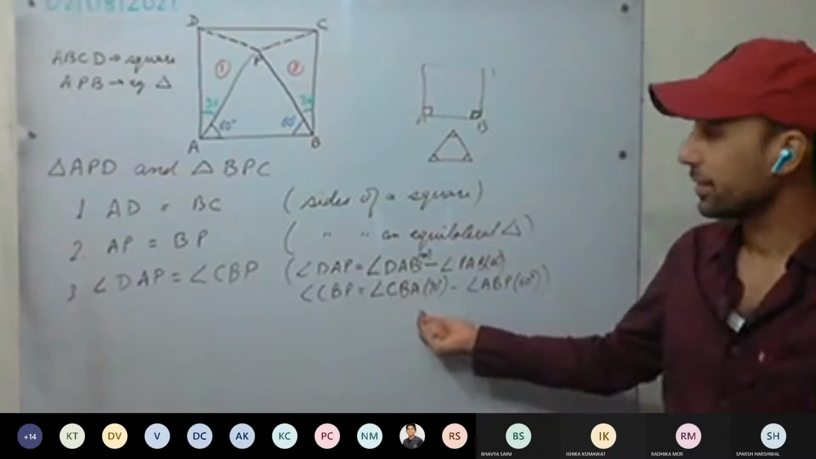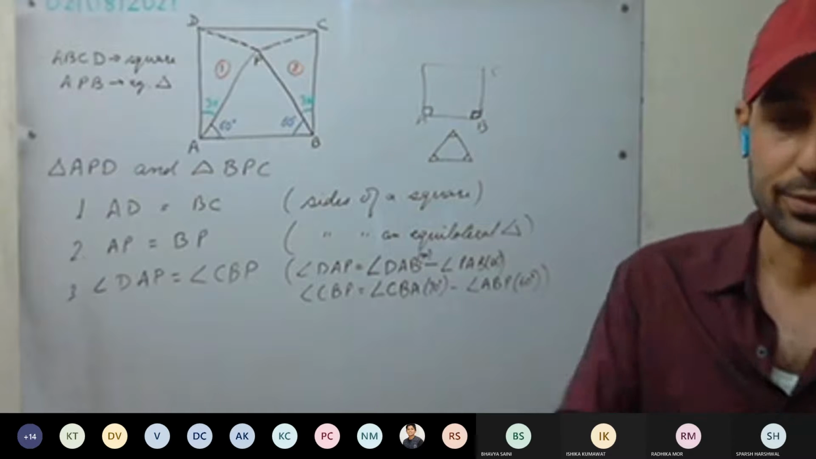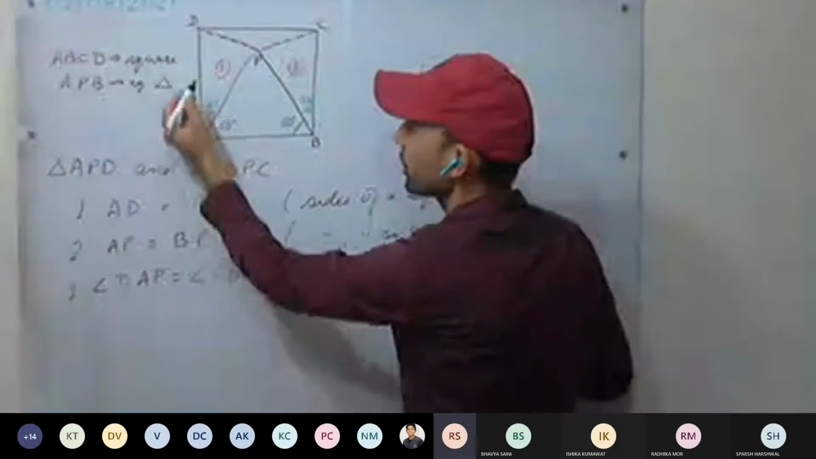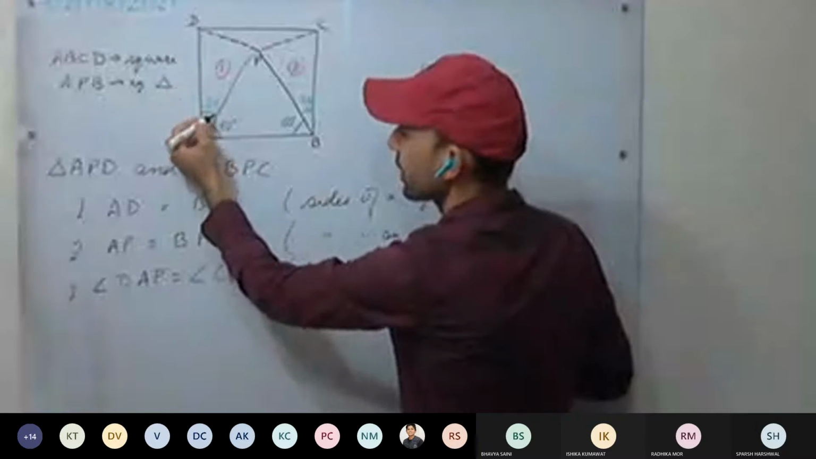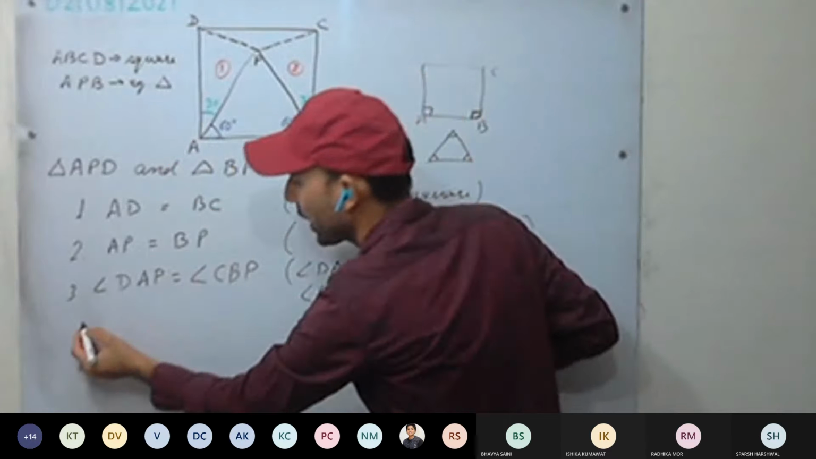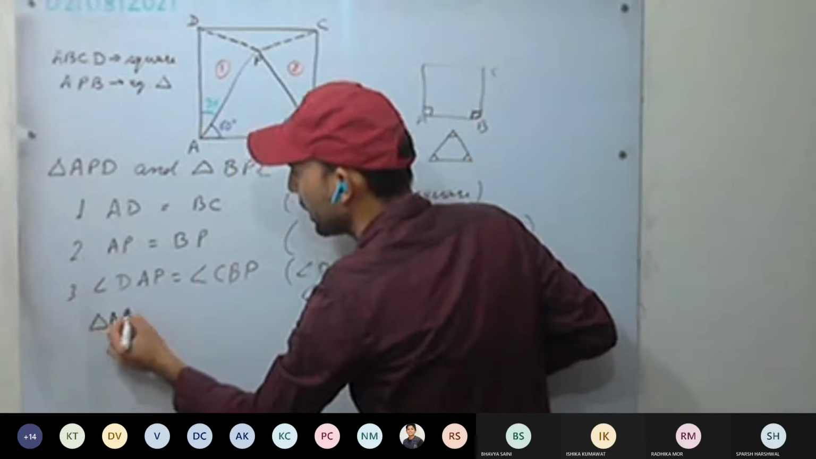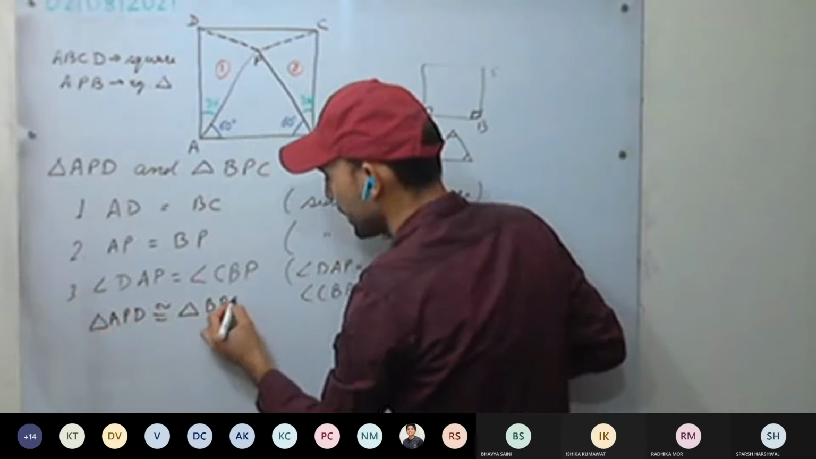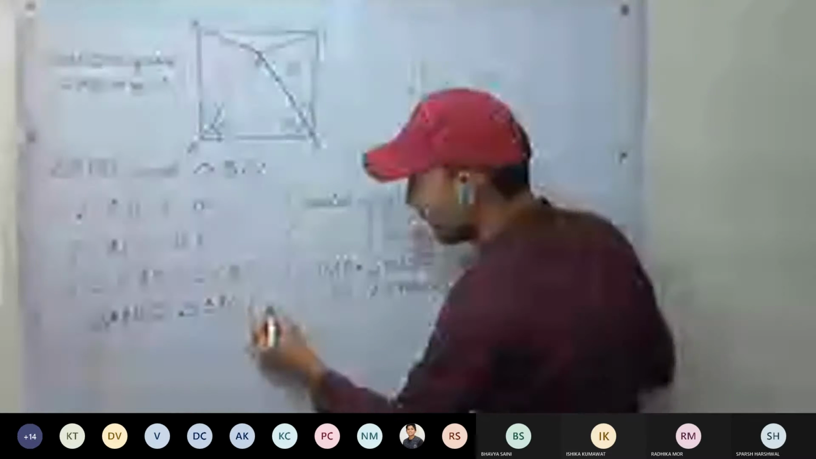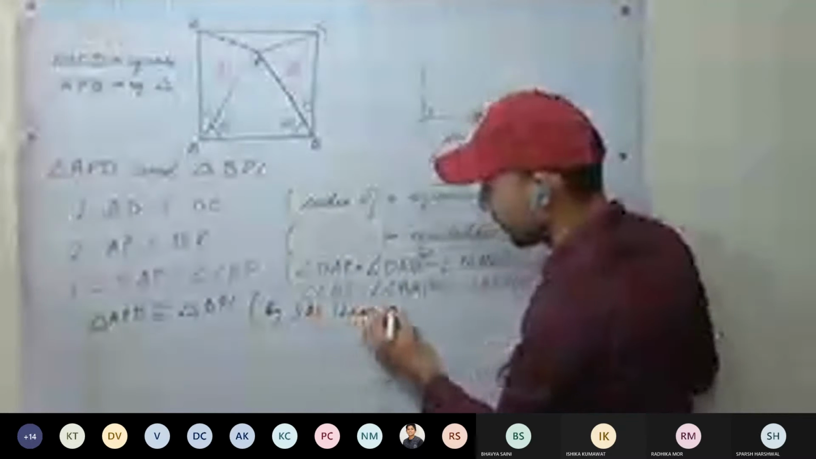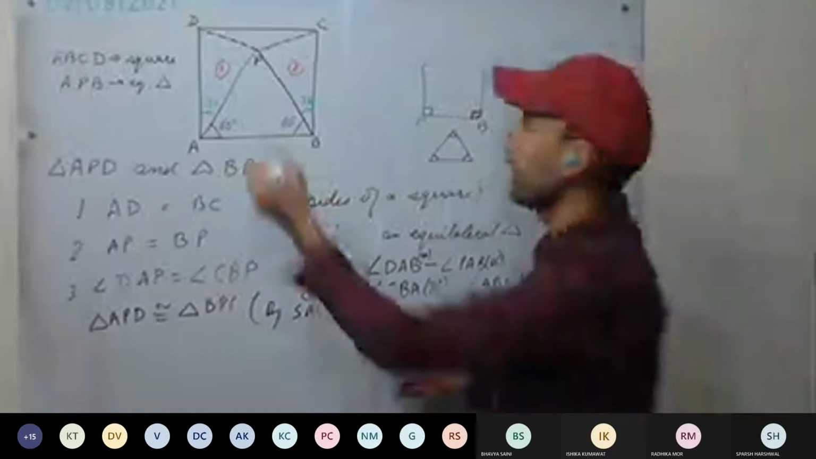Have you understood this one? Which property have we used? SAS, it is the included angle. So by SAS, triangle APD is congruent to triangle PBC by the SAS theorem. Have you understood? SAS.